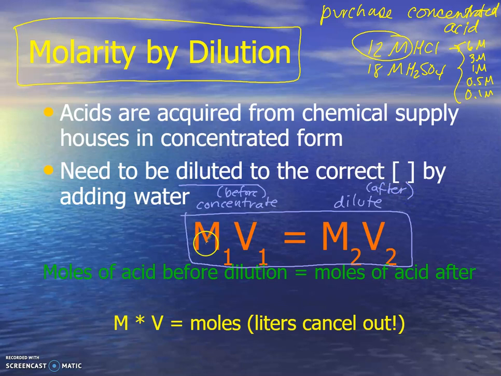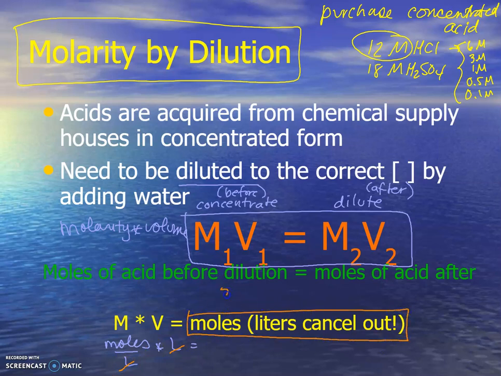M stands for molarity times the volume. Molarity is moles per liter. Volume is measured in liters. So what happens when we multiply those two things together? Liters and liters cancel out and we get moles. So what this is saying is the moles of our concentrated equal the moles of our dilute.